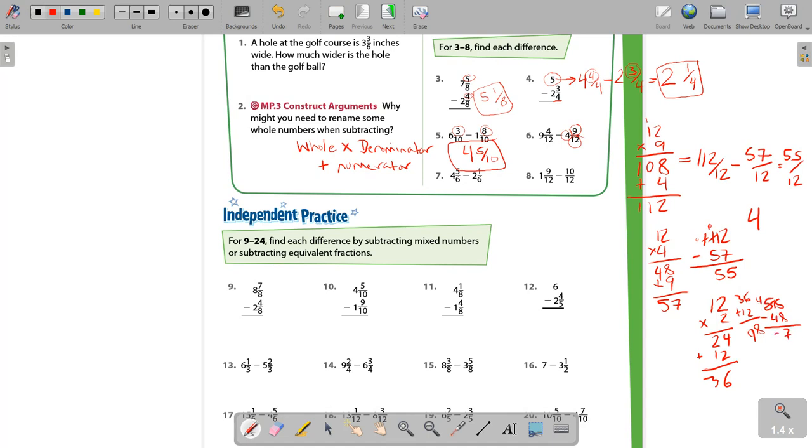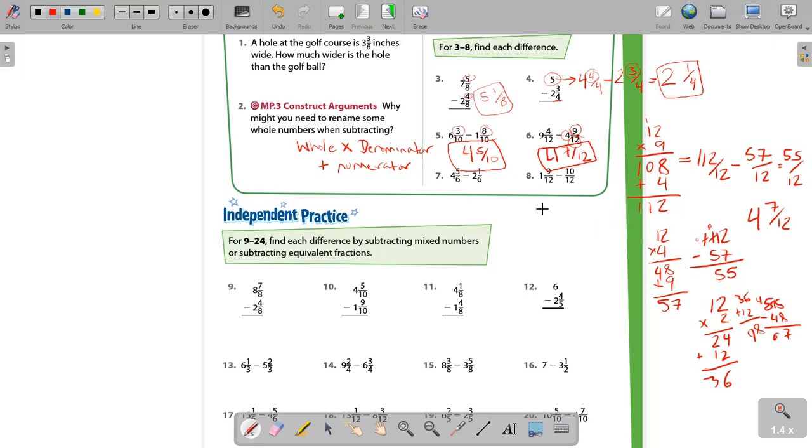So you end up with 4 and 7 twelfths, which means the answer to this problem is 4 and 7 twelfths. Okay. And again, the reason that we did it that way is because you can't take 9 away from 4. I know that a few of you have been doing some different methods with borrowing and things like that, and you can continue to do that if that works for you. This is just one method I think is easy for a lot of students.